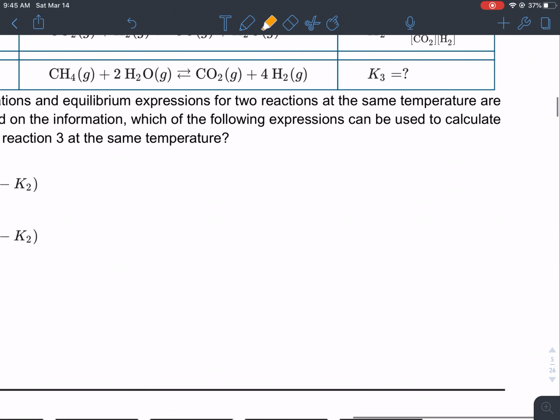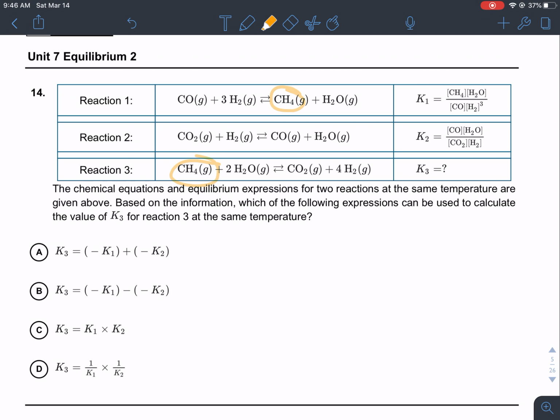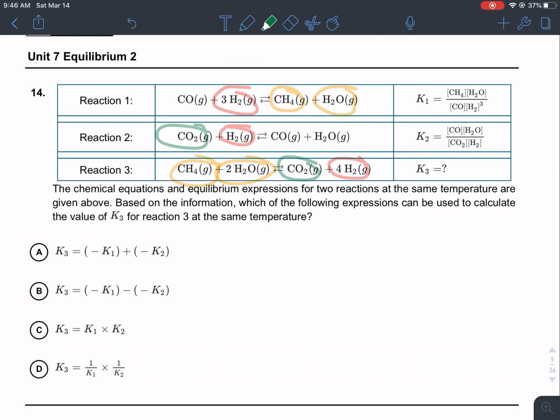Number 13. Number 14. Okay, equilibrium. All right, kind of like a Hess's law situation again. You have CH4 here, CH4 here. You have some of your H2O here, some of your H2O here. And then you have your H2 here and H2 here. Now you've got your 4 H2s, yeah? And then you have your CO2 here and your CO2 here.